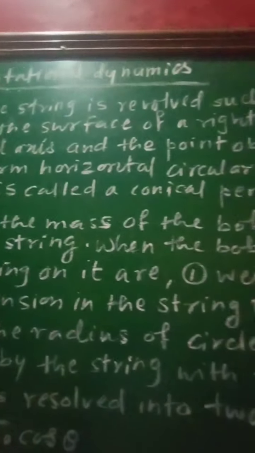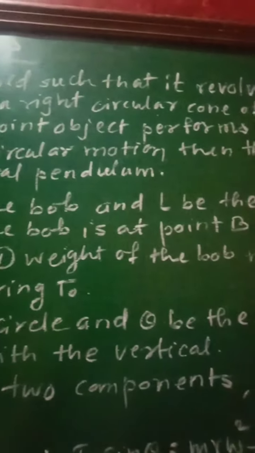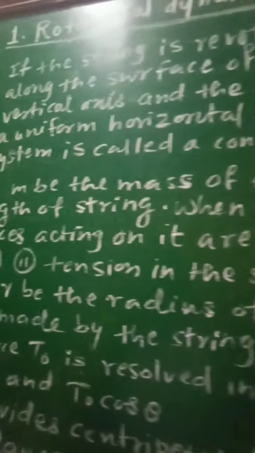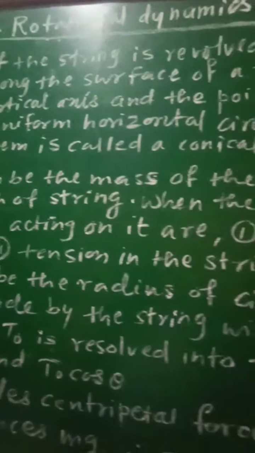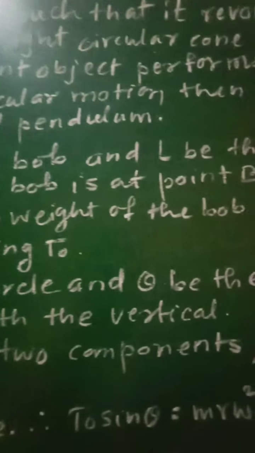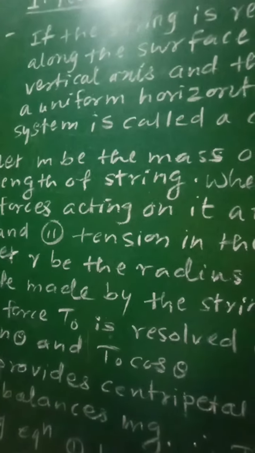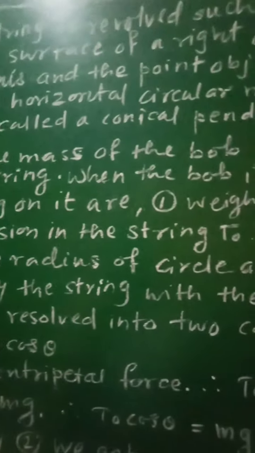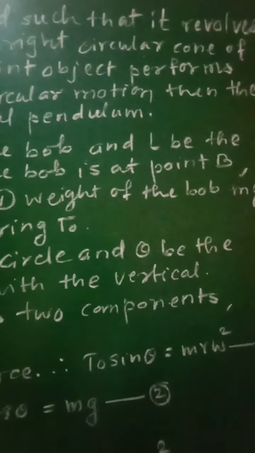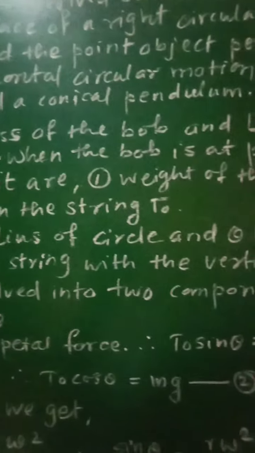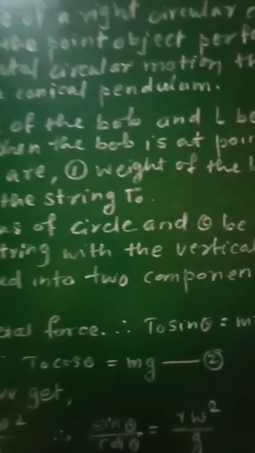If the string is revolved such that it revolves along the surface of a right circular cone of vertical axis and the point object performs a uniform horizontal circular motion, then the system is called as the conical pendulum.